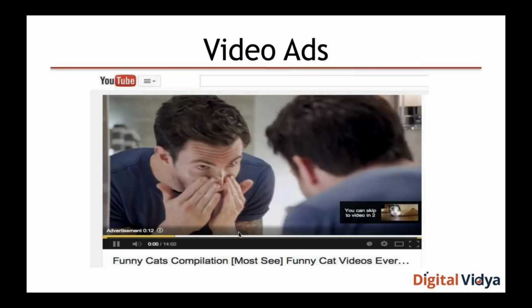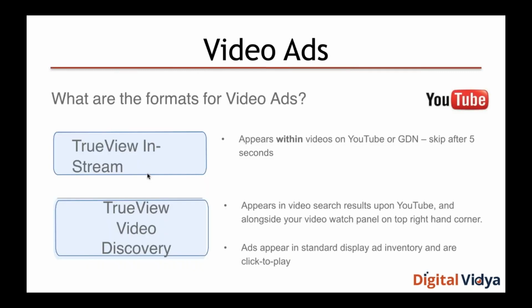The other bit are video ads, right? So you have some video formats also. I'll just explain to you what the video formats are that you have on AdWords. Okay, so the first one is called TrueView In-Stream. Of course, we have all seen this one, because this is an old-time one, right? This is the ad when you go to YouTube and you play a video, right?